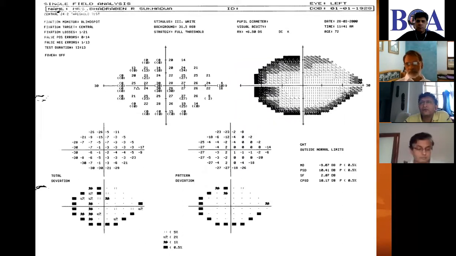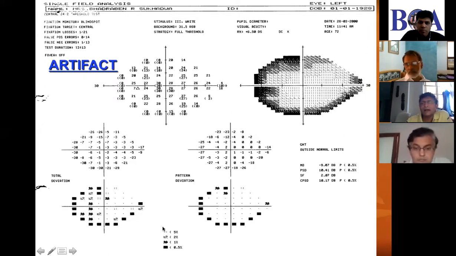So you have to know how these artifacts look. The important point is that the artifacts are better seen on the gray scales rather than on the pattern deviation, which we are going to look at when we see glaucoma defects. The point I would like to show is that reliability indices are still good, though this is an artifactual field.